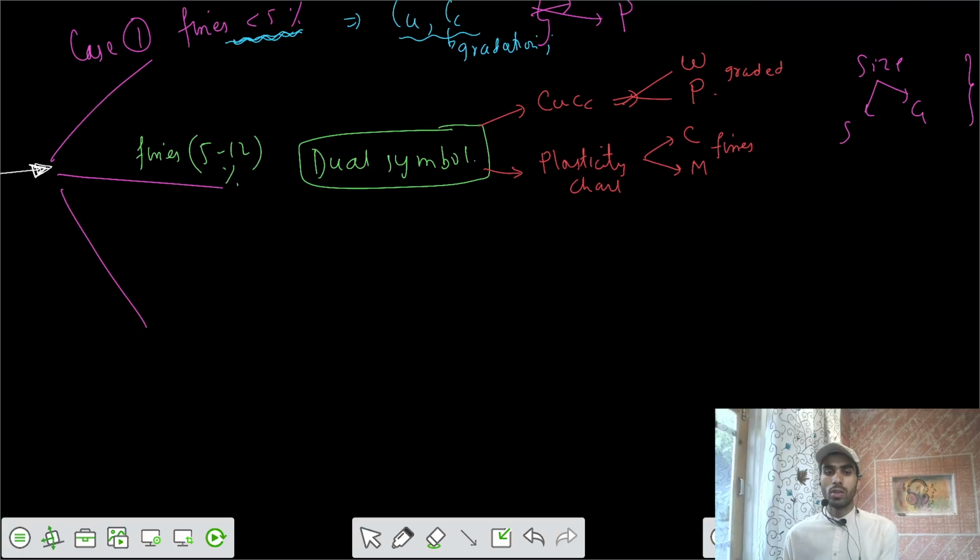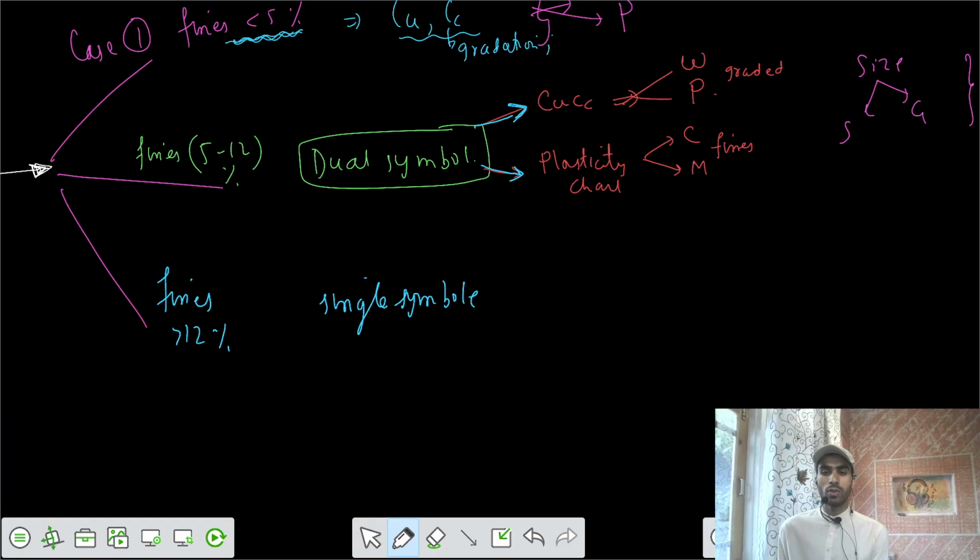So this second case is the important one. We have to use both symbols. We have to calculate both CU CC, and we have to calculate one more part, the plasticity part. And if your fines are more than 12%, that means we have to use a single symbol, and we have to ignore what we have to ignore.